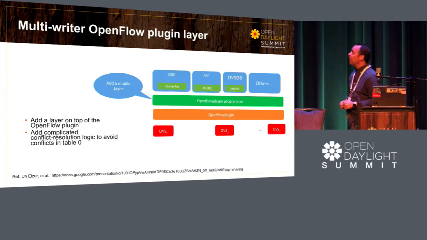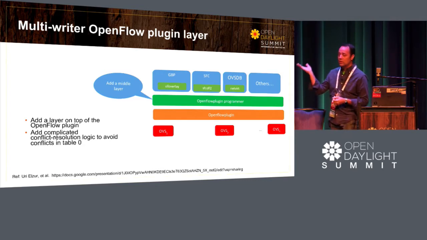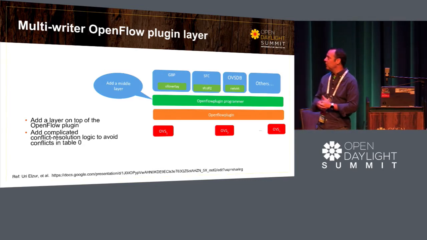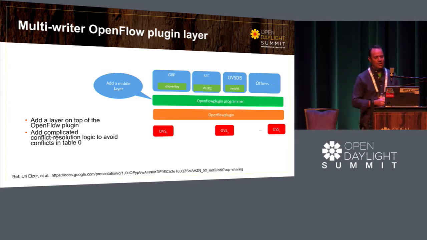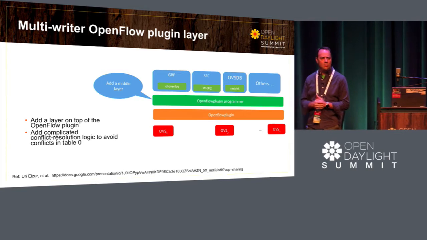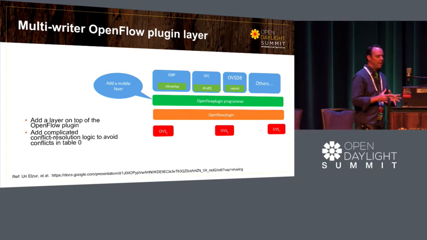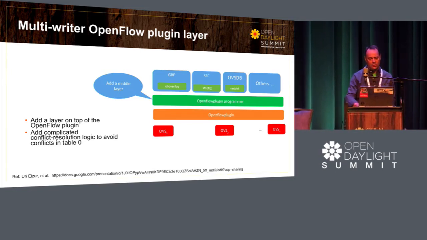The first was the MultiWriter OpenFlow plugin layer. The idea was to have a layer on top of the OpenFlow plugin that would handle this conflict resolution. So all the applications could just write their flows the way they always have, and this layer would resolve the conflicts. It was a good idea, and we saw that it could work sometimes, but you had to have really complicated logic there. Yi Yang did this, but it seemed too complicated, and there were too many corner cases. And so we decided to discard this solution.